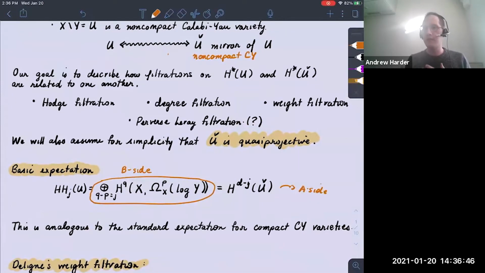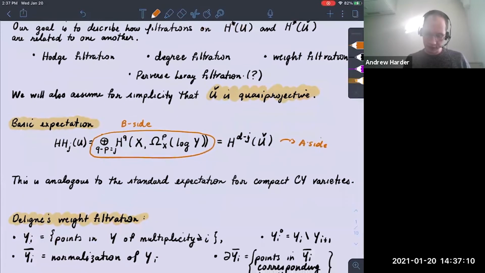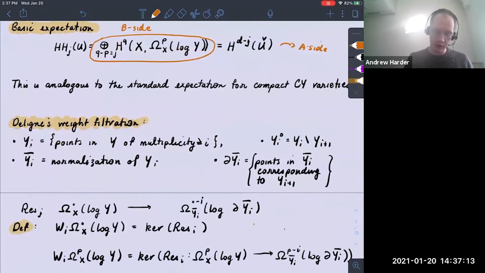Okay, so as I said, for compact Calabi-Yau varieties, we expect that a similar relationship holds. But in the compact case, so maybe you should think about this as the case where Y is empty, there aren't going to be either a weight or perverse Leray filtrations, and you'll see that in the construction of the filtrations below. Okay, so first I'll describe a version of Deligne's weight filtration on the cohomology on the B side. So for this, I'll use again various pieces of notation.